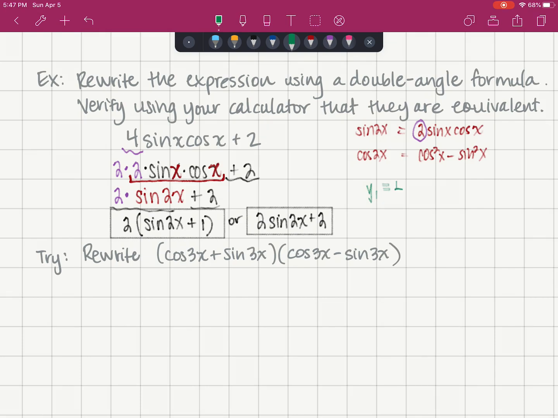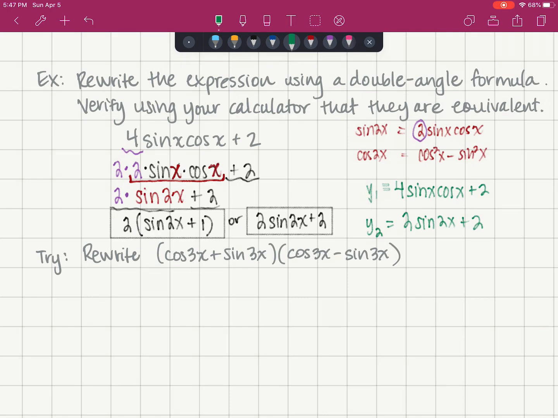Now, if I want to verify that these are the same thing, in y1, I would put 4 sine of x cosine of x plus 2, and in y2, I would put 2 sine of 2x plus 2. When those two graphs ended up overlapping and being the same exact thing, I would know that I indeed simplified it and they are equivalent expressions, definitely equivalent expressions.